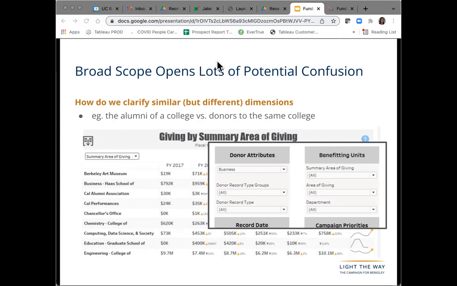So giving by summary of area of giving. How do we make sure that it's clear that this is where the money is going? Area of giving is jargon that we use in UDAR to really say where the money goes. So hopefully we're using that language clearly. Yes, you filtered by alumni of business, but this is where they're giving to, and to take away that confusion. So those are the cognitive load pieces that we dealt with.